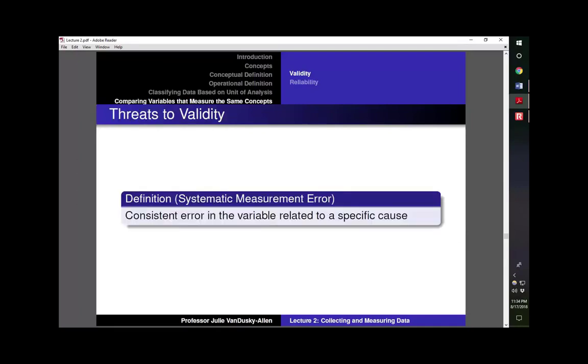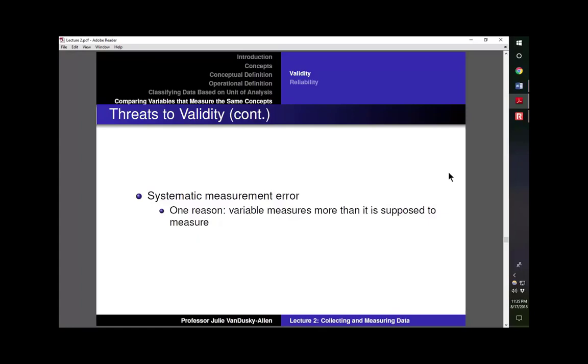There are several reasons why a variable may be invalid. For example, systematic measurement error occurs when we create an operational definition that consistently mismeasures our concept for a specific reason. One reason could possibly be that the variable measures more than we think it measures.